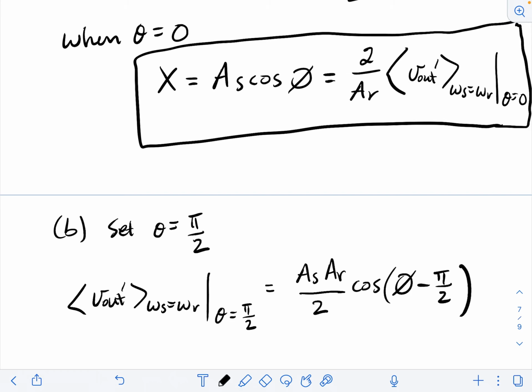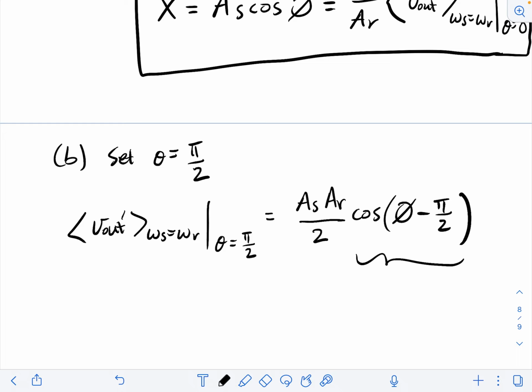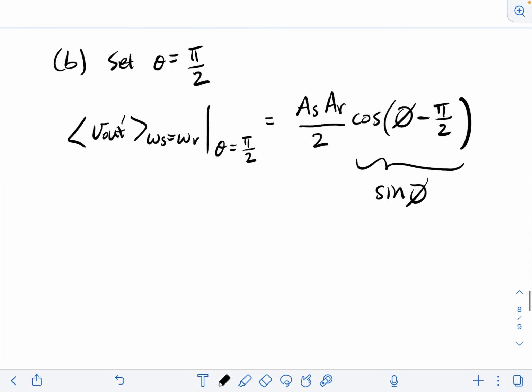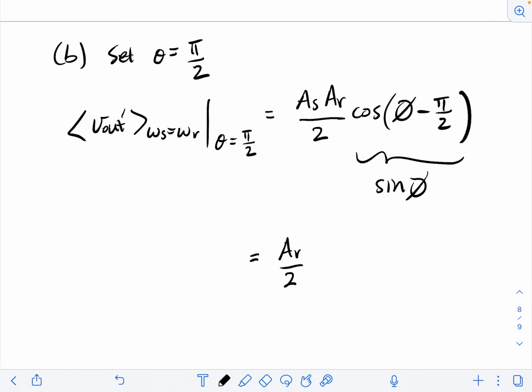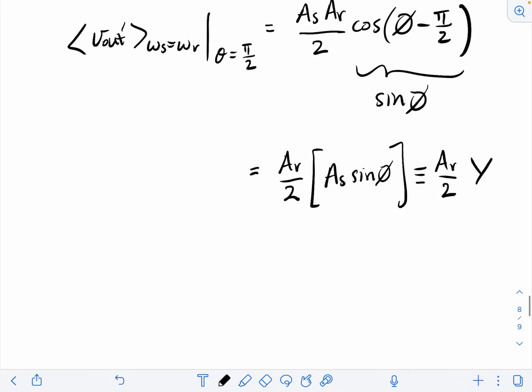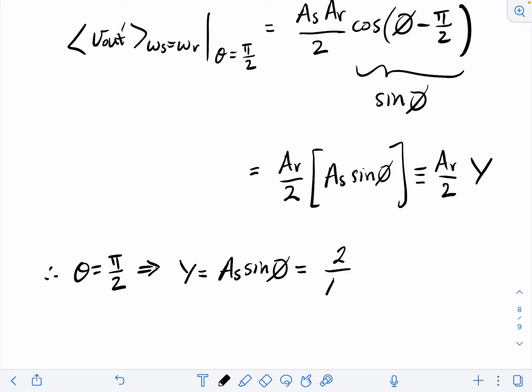But cos of phi minus pi by 2 is the same as sine of phi. And so we could write this as AR over 2 times AS sine phi, which we're going to define as AR over 2 times Y. And so therefore, the other thing that the lock-in detector is going to tell us is after adjusting the reference phase by 90 degrees, we get that Y is AS sine phi, which the lock-in detector calculates using the known amplitude of the reference signal and this average product of the input and the reference when the frequencies are matched. And so here's our second equation.